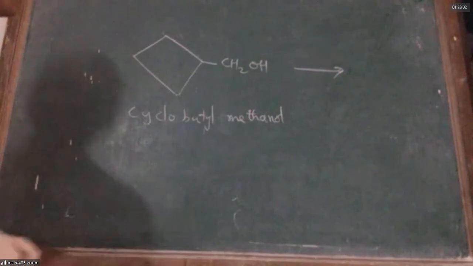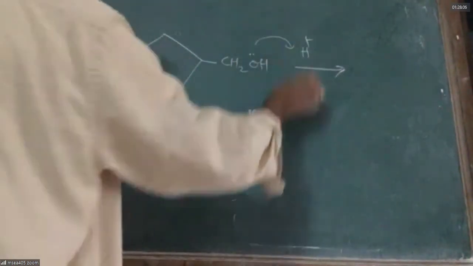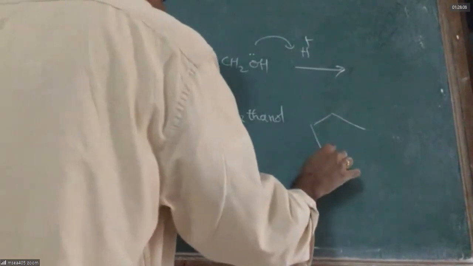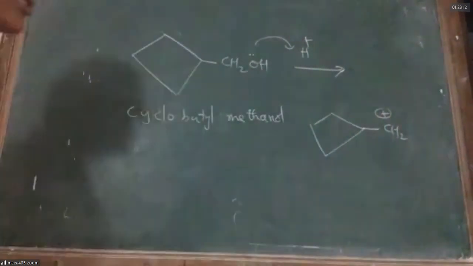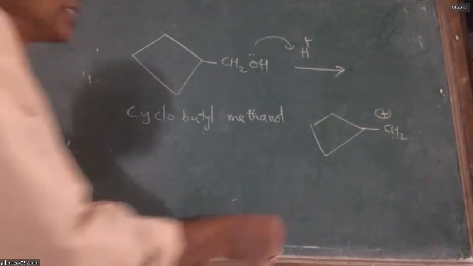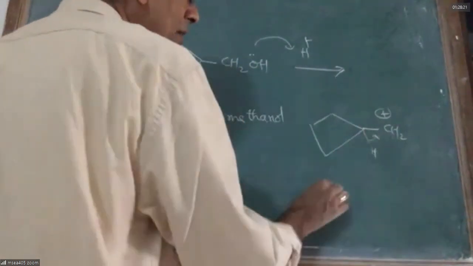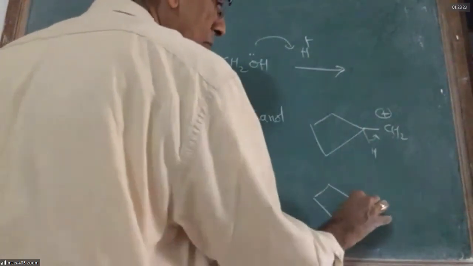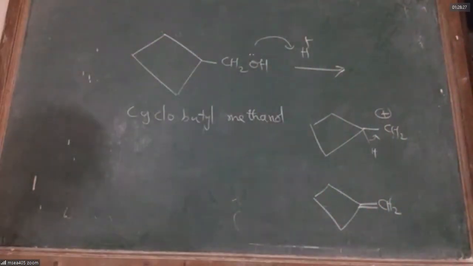The cyclobutyl methanol, when treated with concentrated sulfuric acid, the protonation happens as usual. So you are getting here a carbocation. But this carbocation is not stable. Is it stable, sir? No, sir. No, it has an option. It has a hydrogen here. This hydrogen can be eliminated and you can get this compound. Methylene cyclobutane. But that compound is also not very stable.